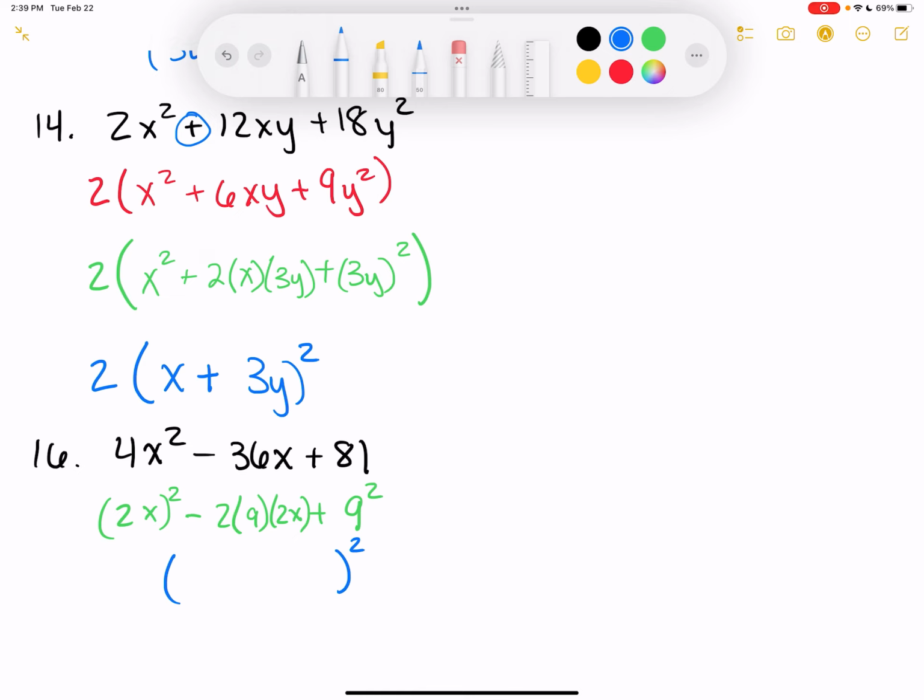2x. What did you say? Plus 9. Are you sure it's plus? Minus 9. Okay, it's whatever the sign in the middle term is, so it's going to be minus. Okay?